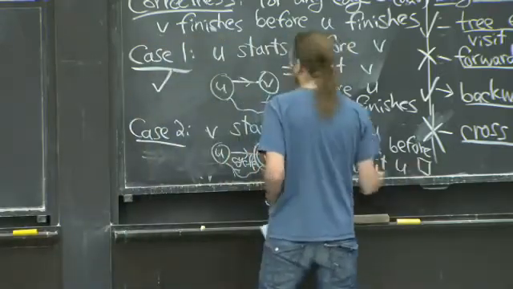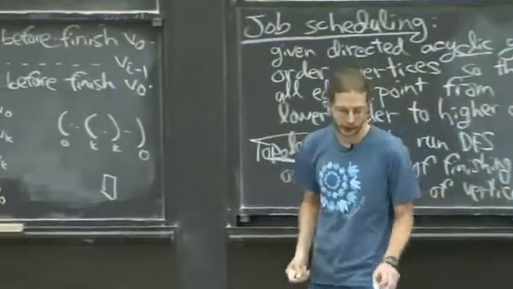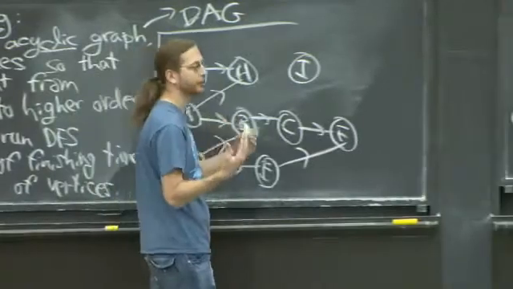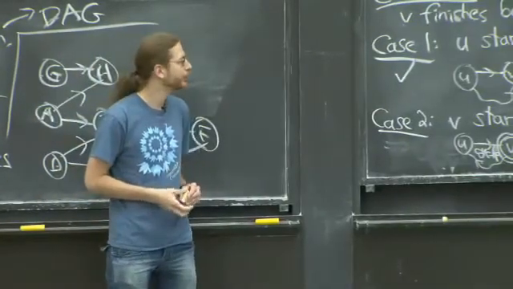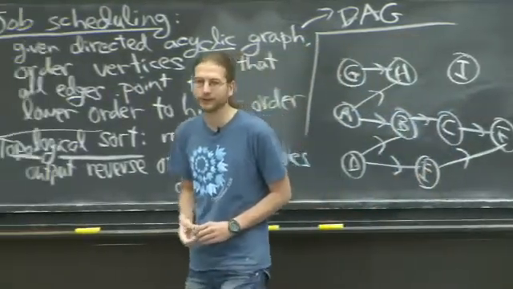So that's actually the proof. The topological sort gives you a valid job schedule. And there are even more things you can do with DFS. We'll see some in recitation, and there's more in the textbook. But simple algorithm, you can do a lot of nifty things with it. Very fast, linear time.